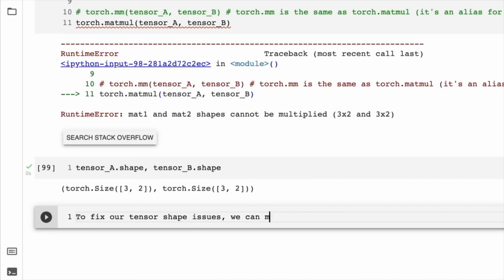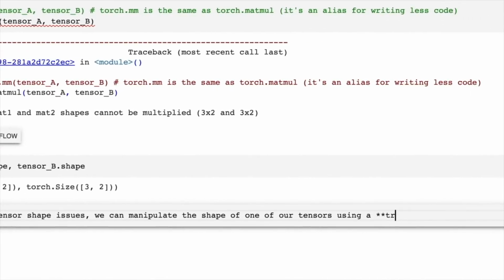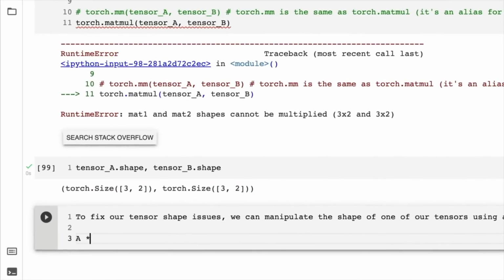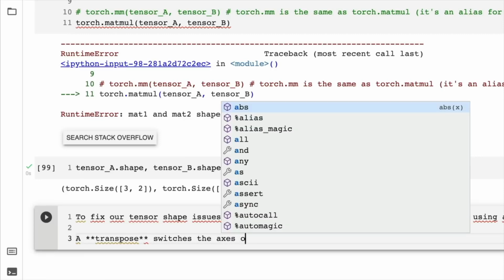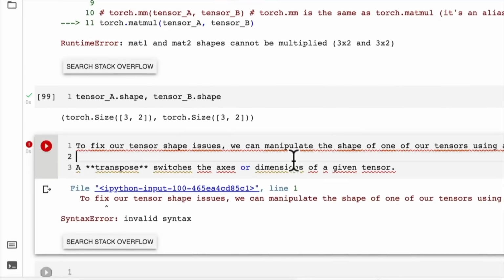we can manipulate the shape of one of our tensors using transpose. And so I'll write here, we're going to see this anyway, but I'm going to define it in words. A transpose switches the axes or dimensions of a given tensor. So let's see this in action.